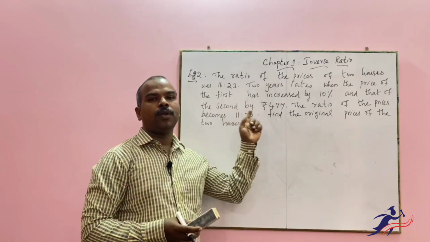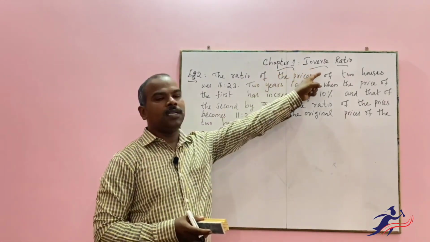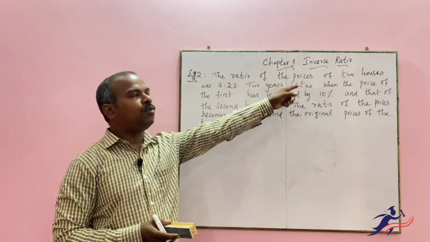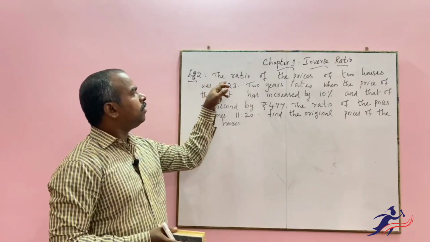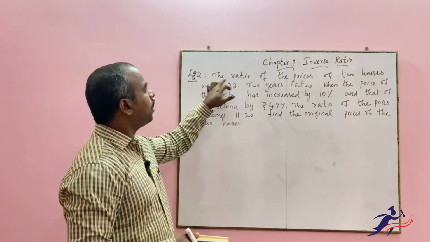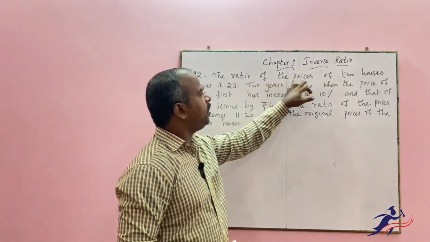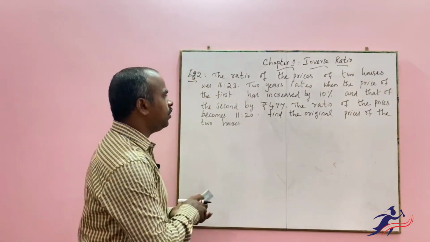Now we are going to discuss chapter number 1, inverse ratio from your ICI book, example number 2. First you read the question very carefully. The ratio of the prices of two houses was 16:23.